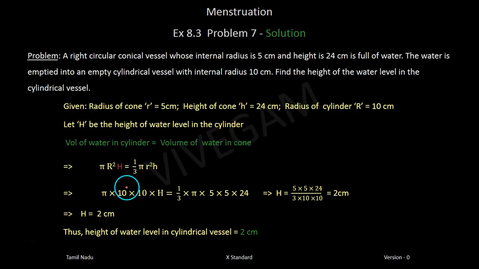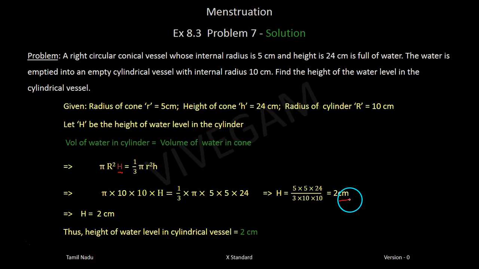Substituting all these values, you should be able to get the value of H because there is only one unknown here. So pi into capital R is 10 cm. So 10 into 10 into H equals 1/3 into pi into small r, that is 5, 5 into 5 into small h, that is 24. On simplification you will get pi and pi will get cancelled. So it will become 5 into 5 into 24 divided by 3, and 10 into 10 comes down. 10 tens are 100, 5 fives are 25, 25 will go 4 times, 4 threes are 12, 12 will go in 24 2 times.